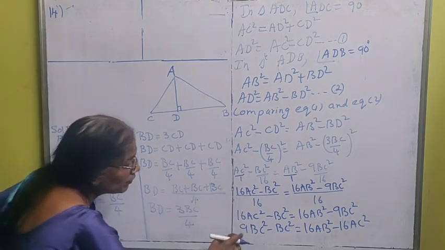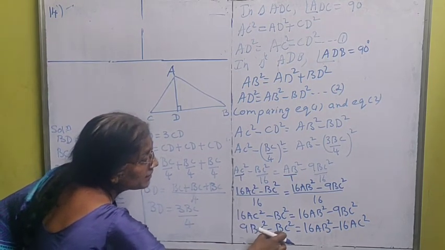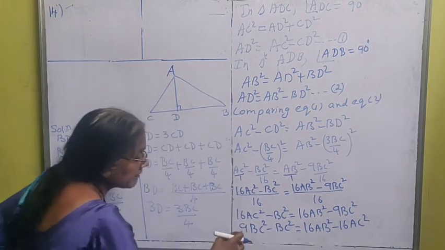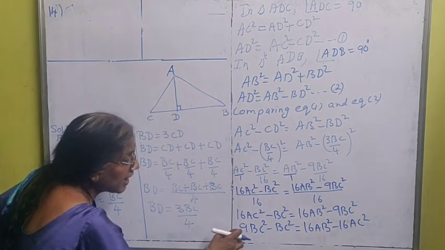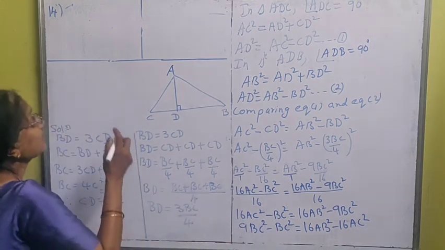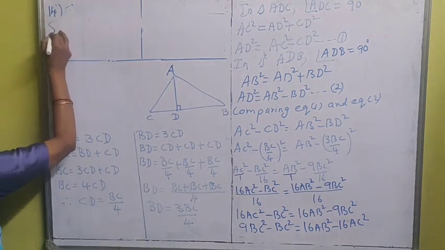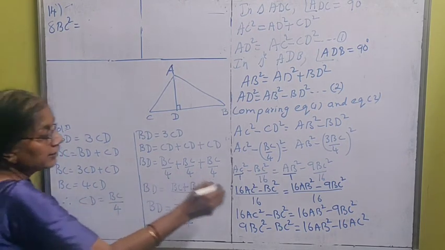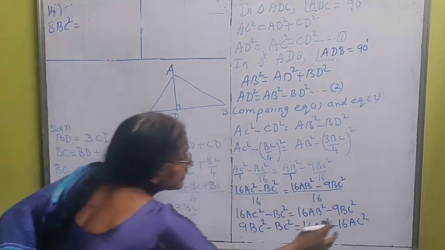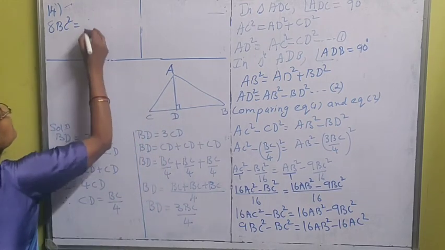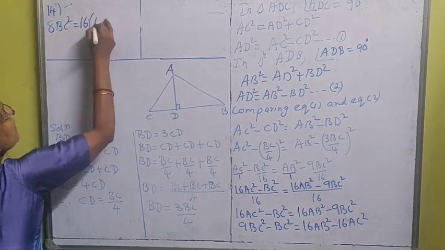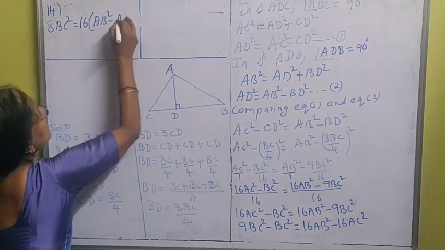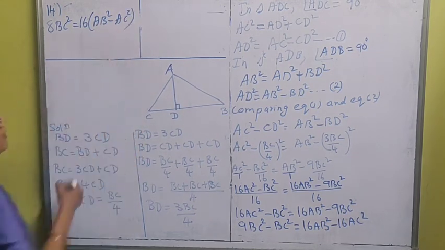See now what is given over here? 9BC² minus BC² is equal to 16AB² minus 16AC². From 9BC² you have to subtract 1BC², so you will get 8BC² is equal to 16 and 16 is there. So I will take out 16 as common, so I will get AB² minus AC².